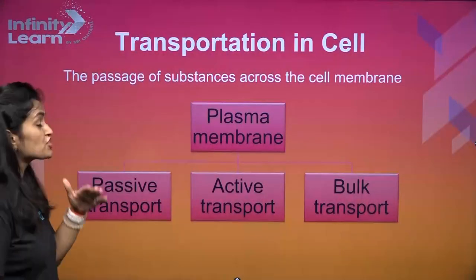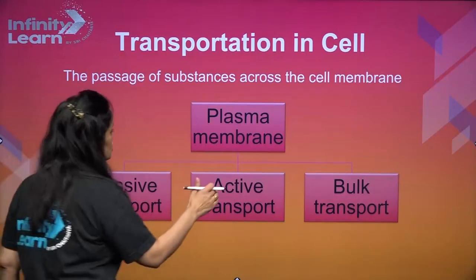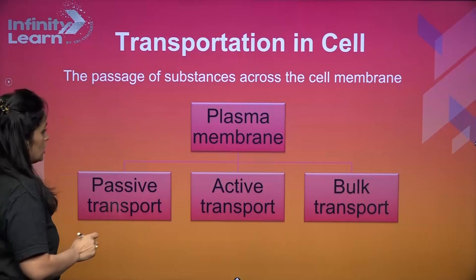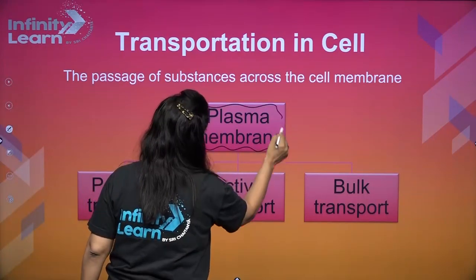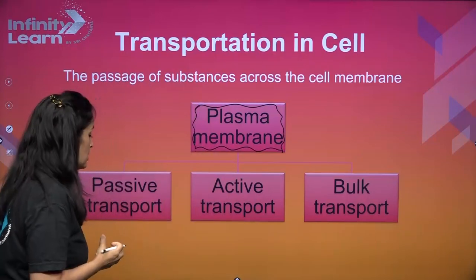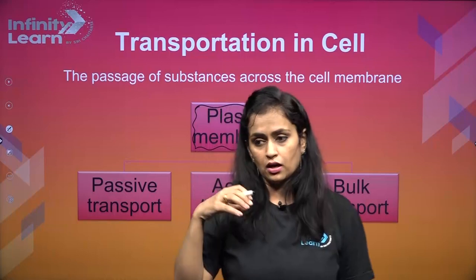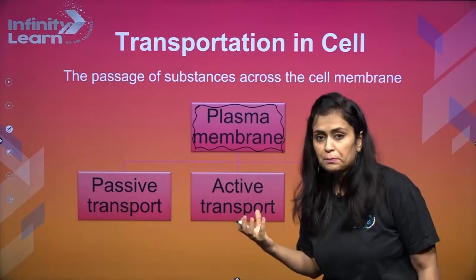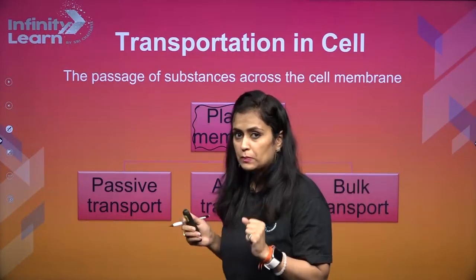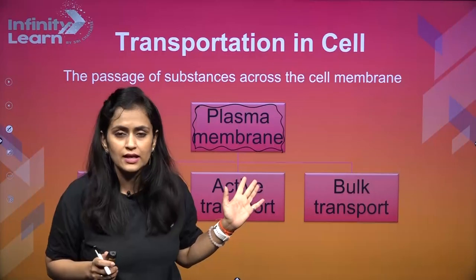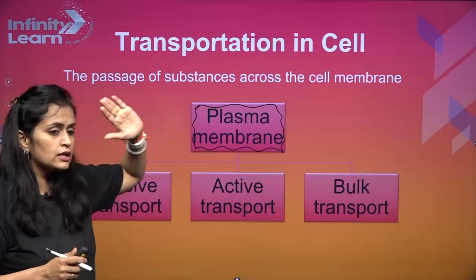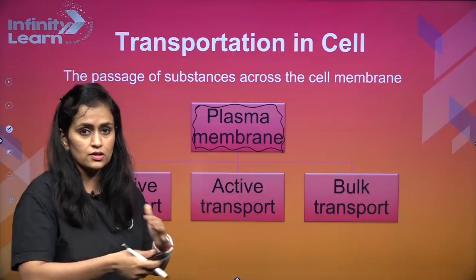Now, transportation in the cell happens via the plasma membrane, okay? Do you know what a plasma membrane is? The plasma membrane is made up of a phospholipid bilayer, right? And this phospholipid bilayer is also decorated with a lot of proteins, cholesterol, glycolipids, glycoproteins, etc. So this actually is a semi-permeable membrane. That means it is not going to allow everything and anything inside. It is going to be very selective in things that can come in and things that can go out. So it is protecting all the protoplasm inside the cell, the cytoplasm, nucleus, and the other organelles.